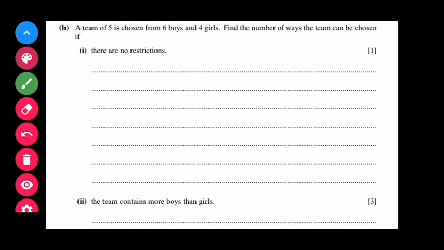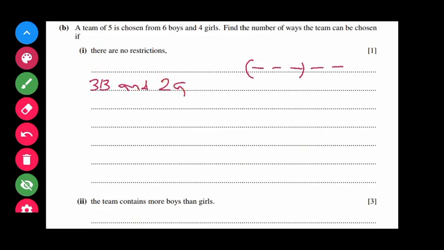The team contains more boys than girls. Number of boys must be more than girls. And you have to imagine there are 5 members in the team. If you want to make number of boys more than that of girls, the minimum number of boys should be 3. Yes, then only number of boys more than girls. So how many ways you can arrange? Like 3 boys and 2 girls.